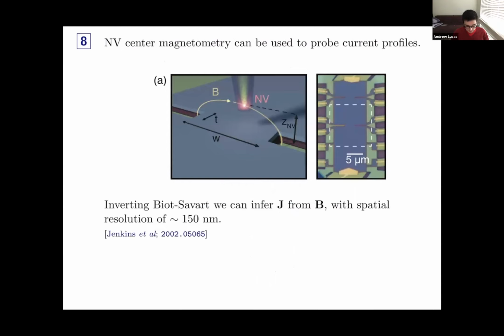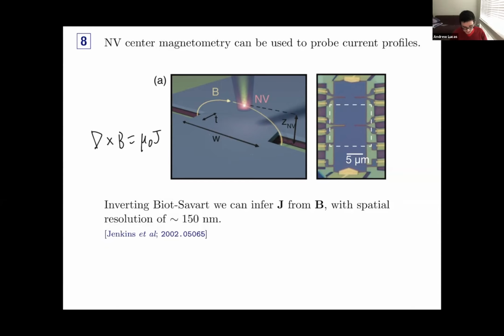The way we do this in an experiment is using a technique called nitrogen vacancy center magnetometry. This means that we have a little diamond sitting at the edge of a metallic tip, and there's an NV center, a quantum spin in that diamond. That's a very sensitive magnetic field detector. We invert the Biot-Savart law that we all know, and we get a two-dimensional current profile. This J exists locally in the plane. It turns out that we only need to measure one component of the magnetic field, and that's enough, together with current conservation, to reconstruct the whole current profile in the plane.